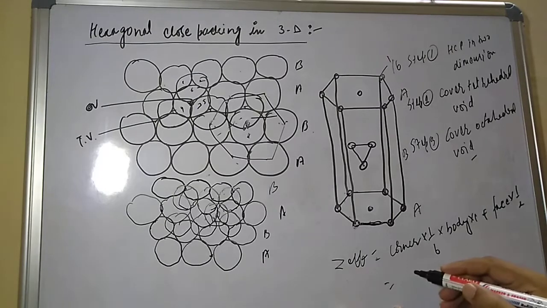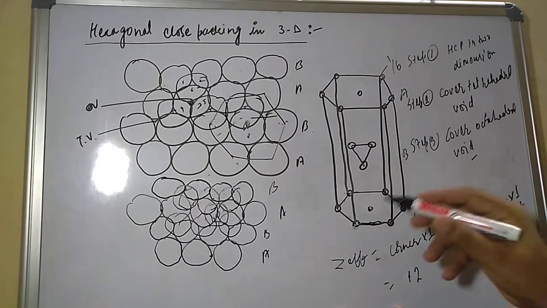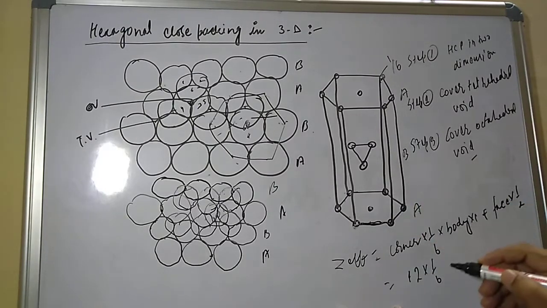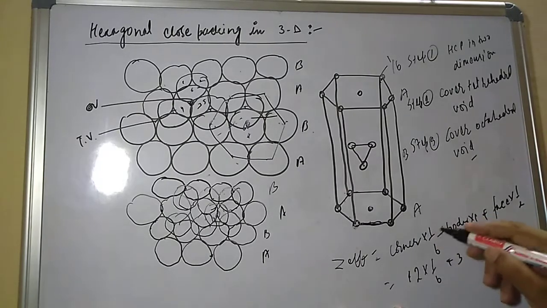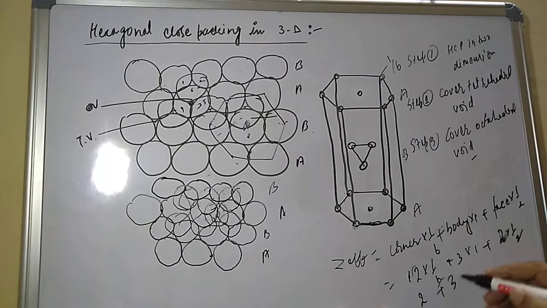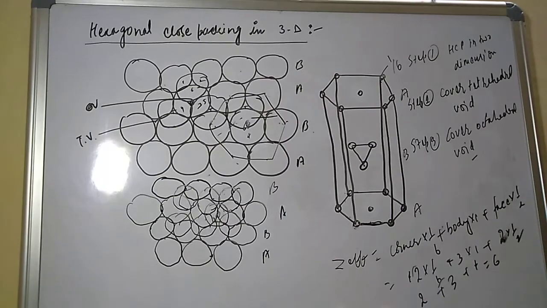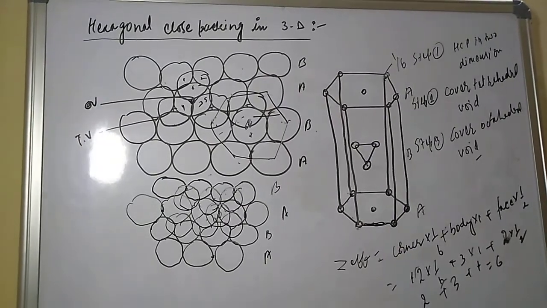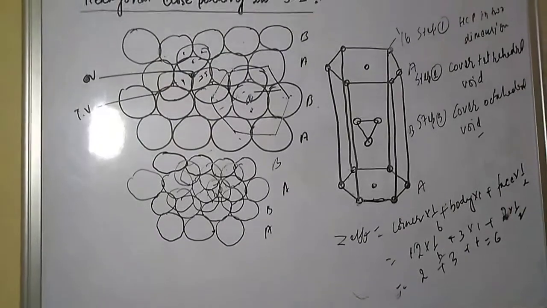So how many corner atoms are there? There are 12 corners, each 1 by 6, and the body atoms are 3, so 3 into 1, plus 2 faces, 2 into 1 by 2. So 12 by 6 is 2, plus 3, plus 1. So the total number of atoms for the HCP is 6 atoms.